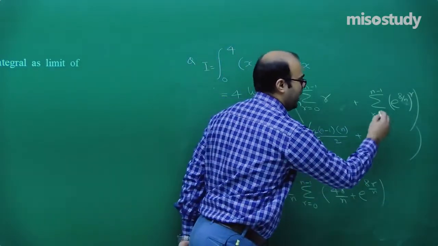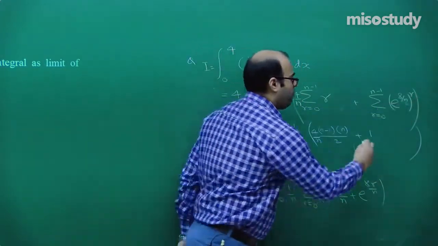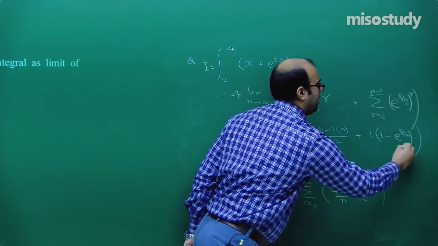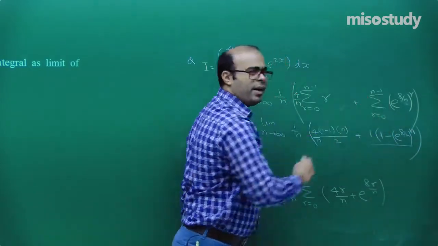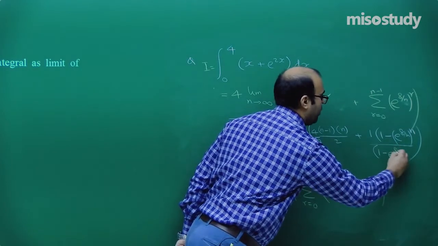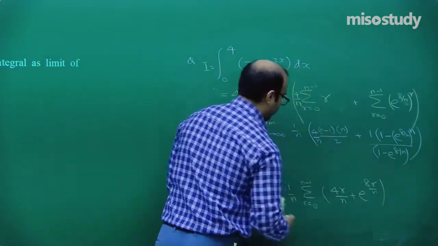So first term a, that is 1 basically, this to the power 0, times 1 minus r to the power n, where e to the power 8 by n is the common ratio, to the power n, that is the total number of terms from 0 to n minus 1, which is n, upon 1 minus r, that is 1 minus e to the power 8 by n. So this is what we have written here.